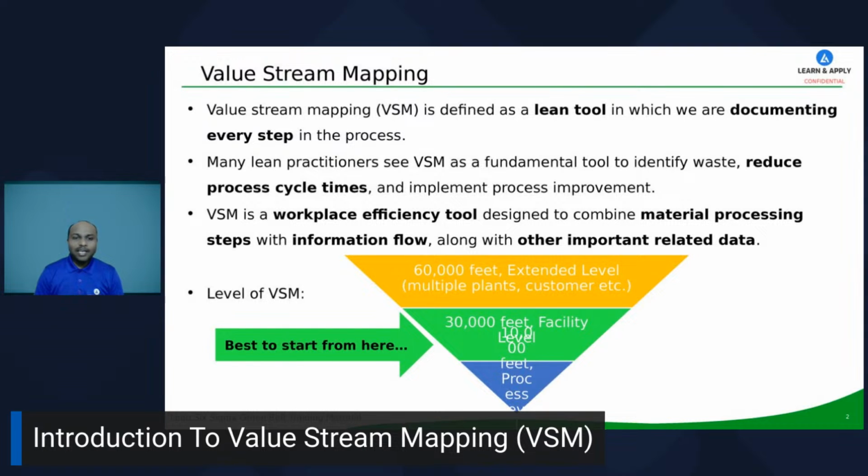The third one is called the process level value stream mapping, in which we are going to focus only on a typical product or process or a particular department or function. This is also called the 10,000 feet value stream mapping.